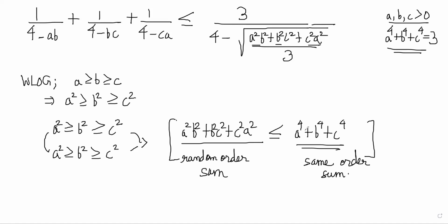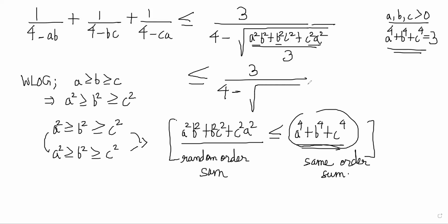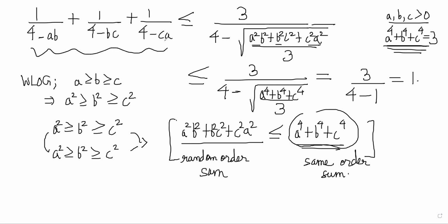Okay. So here we have a square b square plus b square c square plus c square a square. So we can replace that with a bigger term here, which basically makes the denominator smaller and the whole fraction bigger. So it is correct to write 3 by (4 minus root over ((a power 4 plus b power 4 plus c power 4) by 3)), and because in the problem they have said it is equal to 3, this becomes 3 by 3, which is 1. So this is 3 by (4 minus 1), which is equal to 1, right? So what we have shown here is that this quantity is definitely less than equal to 1, which is what we wanted to prove.